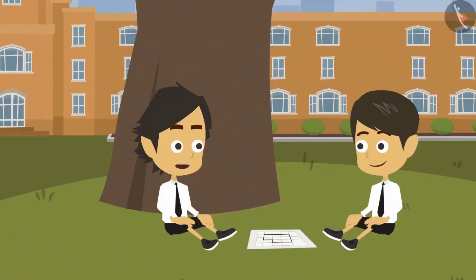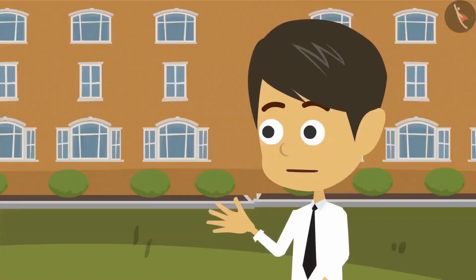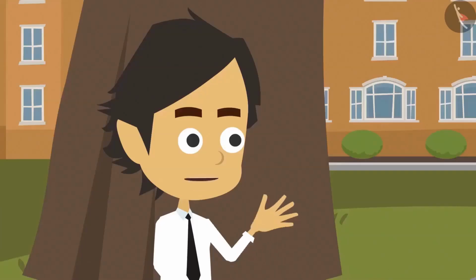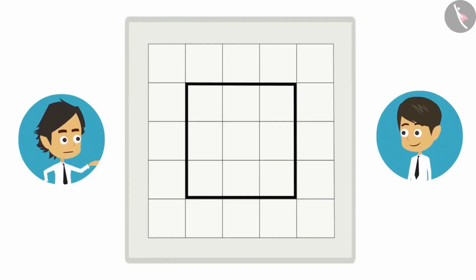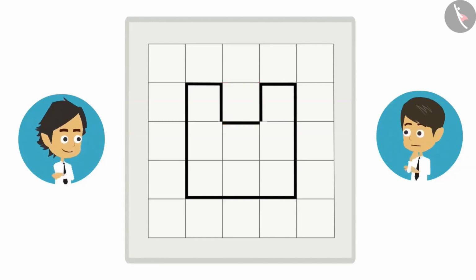I think we should change the shape differently, Reyansh. Then the size of the boundary will also change. This time you try to change the shape. Okay, see, I will remove this square from the figure and change its shape. I think that the length of the boundary of this shape will still be 12 centimeters.